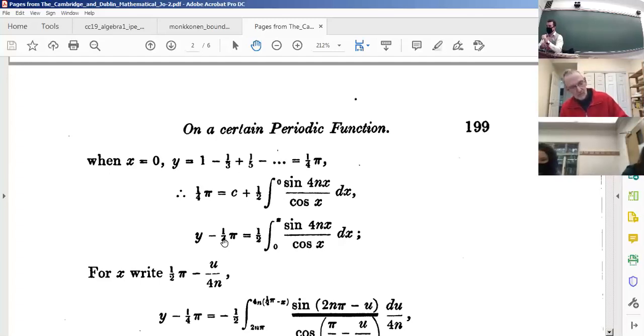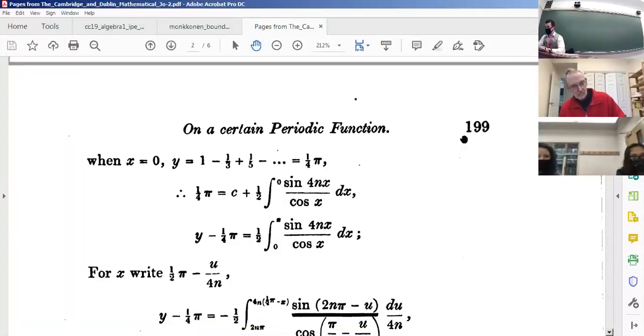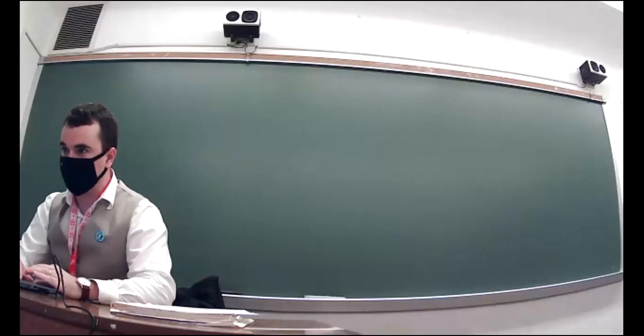So in other words, if I graph the function 1/4 pi plus 1/2 integral from 0 to x of sine 4nt over cosine t, and I also graph the Fourier partial sum, I think that they won't be the same. I think they'll differ by a constant. And I did that, and I want to show it to you now. So I'll stop the share, and then I'll bring up Desmos, and then I'll start the share again.